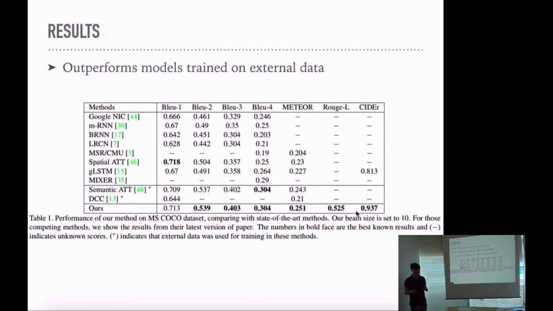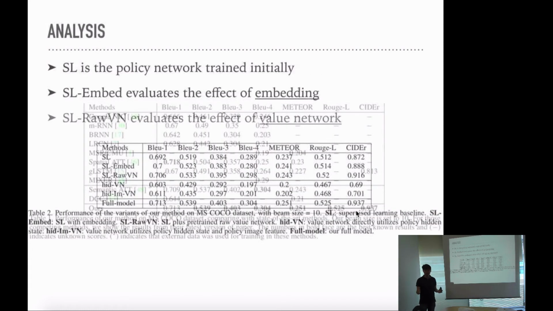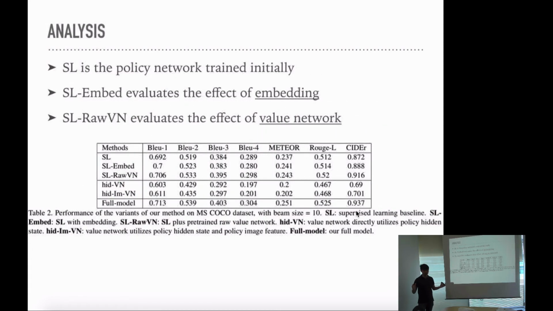So some analysis here. To analyze which part of this whole framework contributes the most to the end result, we use a few things. We have SL, which is supervised learning, so we use only the supervised learning model. We have SL embed, which uses the supervised learning model with the embeddings. And we have SL raw VN, which uses the supervised learning of the policy network with the value network that is trained without the joint training.